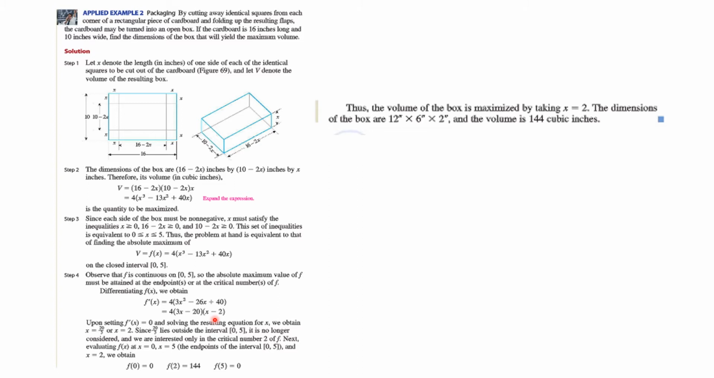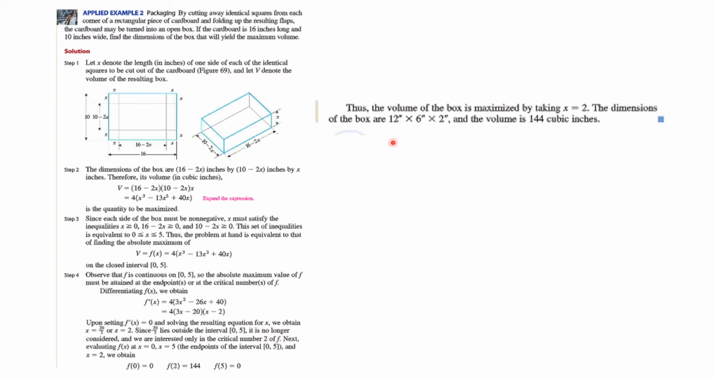So when we set this equal to 0, we find that either x is 20 over 3 or x is equal to 2. Since 20 over 3 is outside of (0, 5), it is no longer considered. We reject that. We're interested only in the critical number 2. So now we're going to evaluate f at the endpoints 0 and 5 and at the critical number, which is 2, and we get 144.